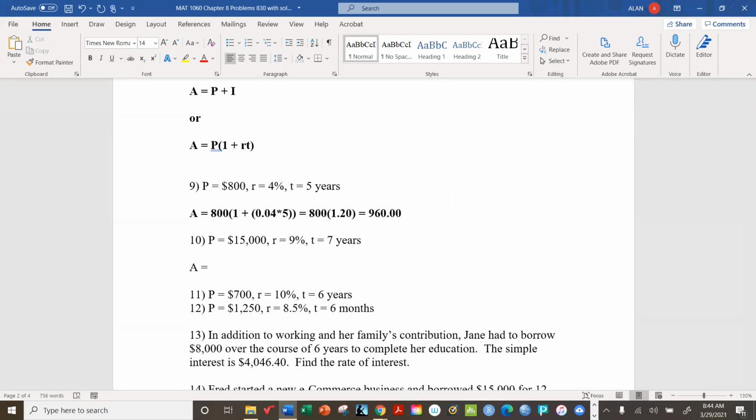And now here, for example, we have 15,000 times 1 plus the product of 9% and 7 years. But that can be simplified to 15,000 times 1.63, which I think you'll agree is a lot simpler than trying to do this directly. So 15,000 times 1 plus 1.63 works out to be 24,450.